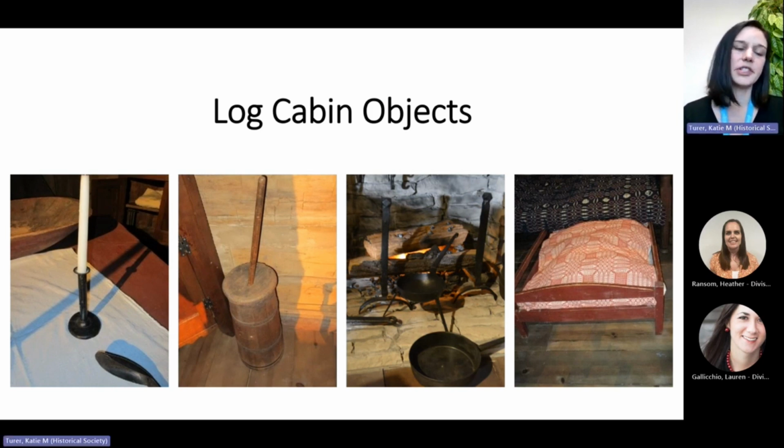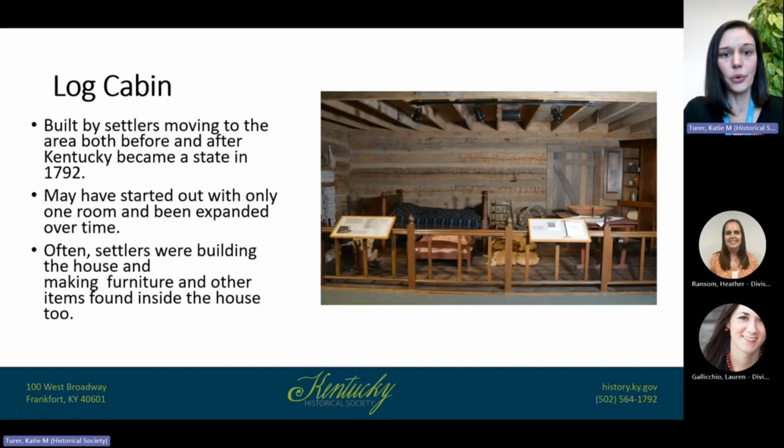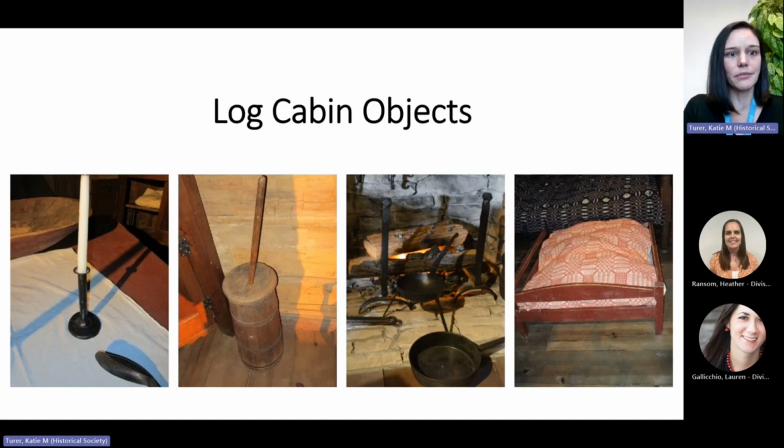So we have, starting on the left, a candle, which is really important for lighting. If you noticed, there are no windows in this house. So once it gets dark, you have to be able to light the inside of your house. The second picture is a butter churn. Right over from there, that is the fireplace with some cooking tools in front of it. So that would have also been used for light and warmth and cooking, kind of like that first fire that we saw. And then we have some beds.